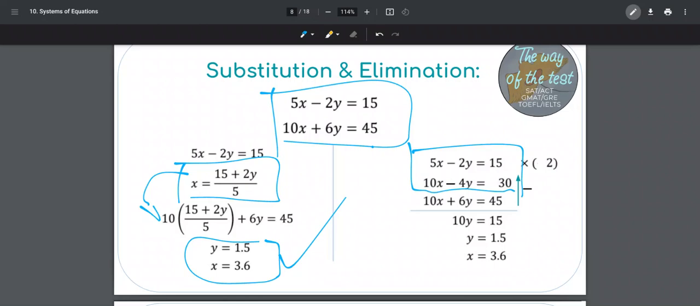And if you notice, if I multiply times 2, I'm going to pause this here. I'm going to get 10x and then minus 4y. Sorry about this. So I get 10x, 5x times 2 is 10x, and then 2y times 2 is 4y, equals 15 times 2, which is 30. And now what I'm going to do is subtract. Since I already equated one of the variables, that's the variable I'm going to eliminate.